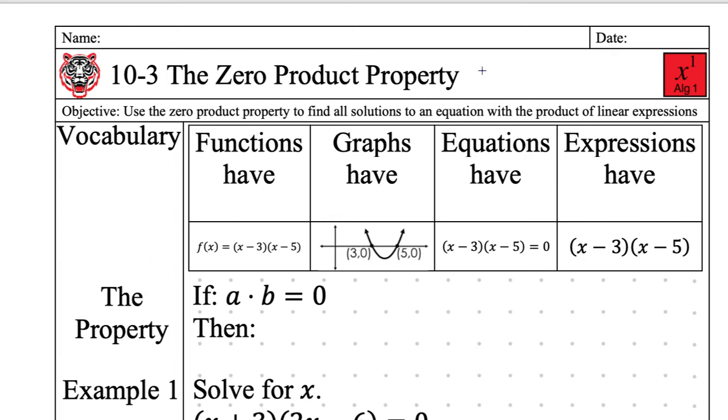This is Algebra 1, Lesson 10-3, the zero product property. Today's date is Wednesday, it's actually April 1st, 2020.